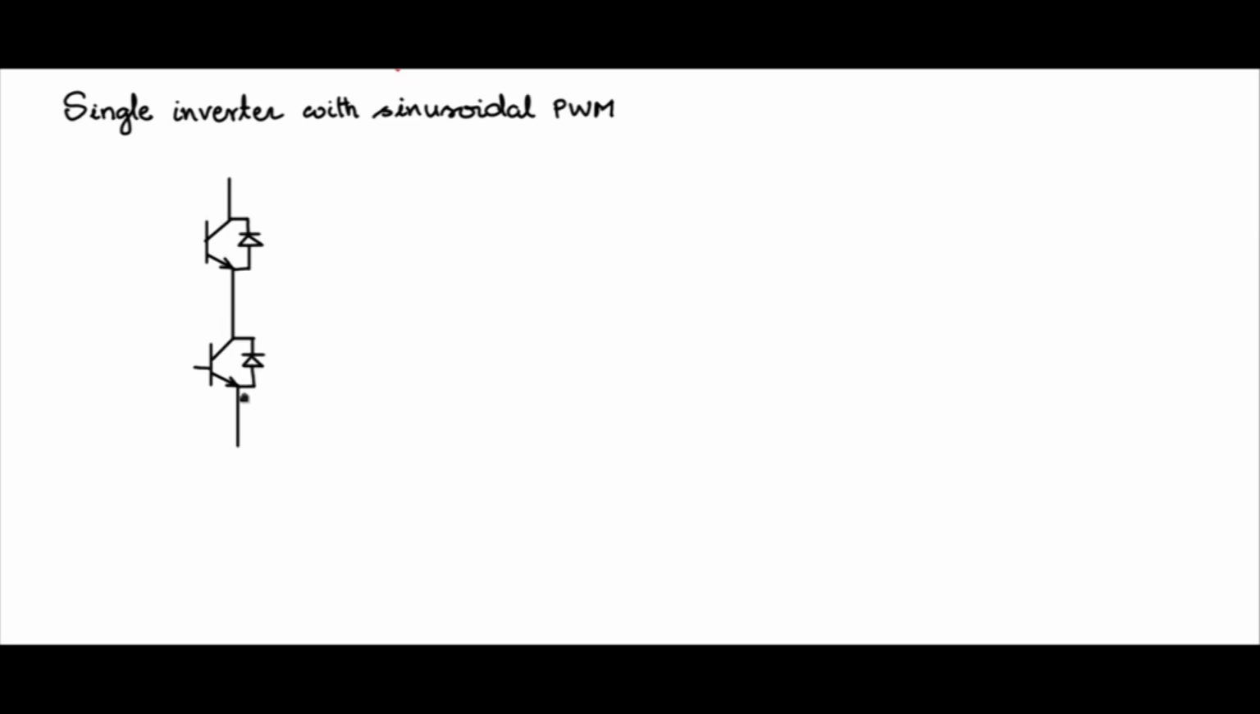So this is one arm of the full bridge circuit. You have a top semiconductor switch and a bottom semiconductor switch. It could be either BJT or MOSFET. There is an internal body diode for the MOSFET, and for the BJT, if there is no internal body diode, you have to put this freewheeling diode externally.